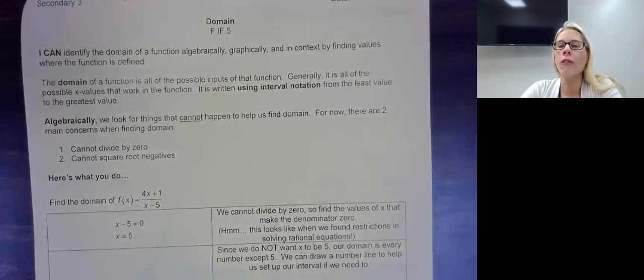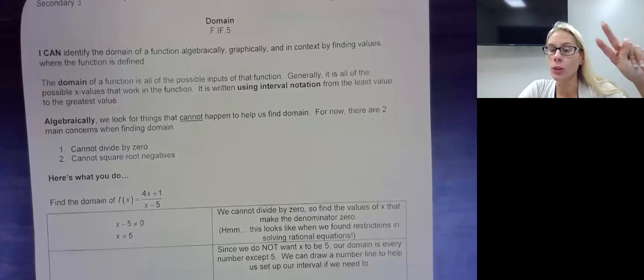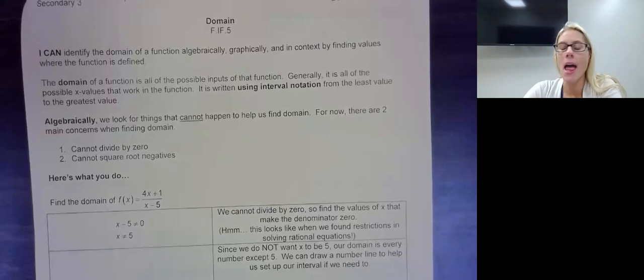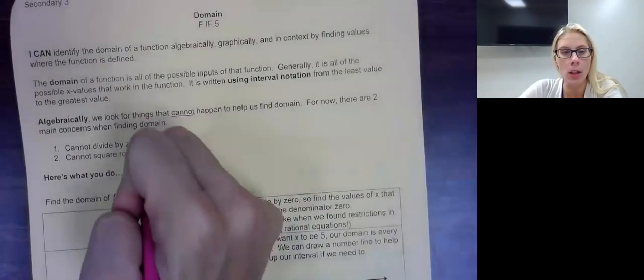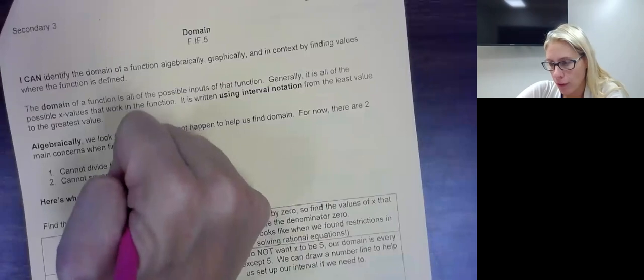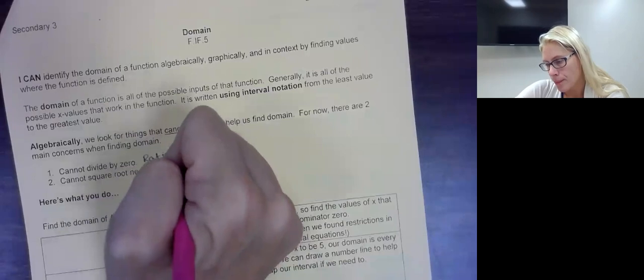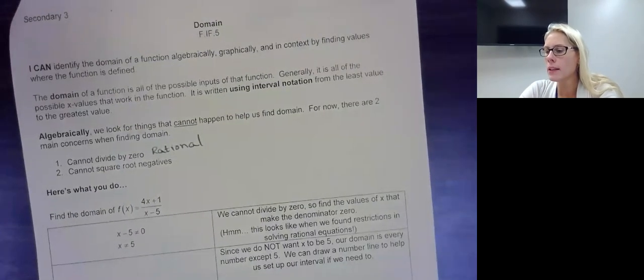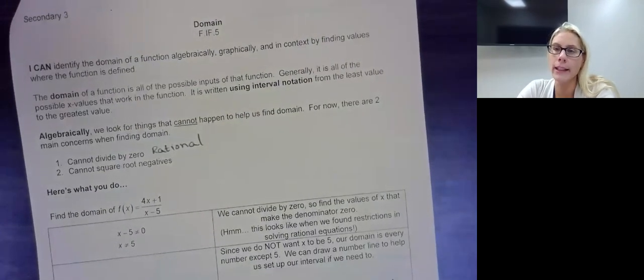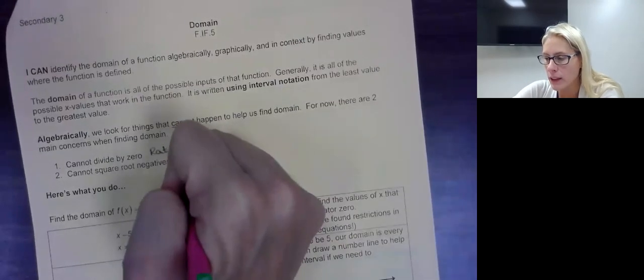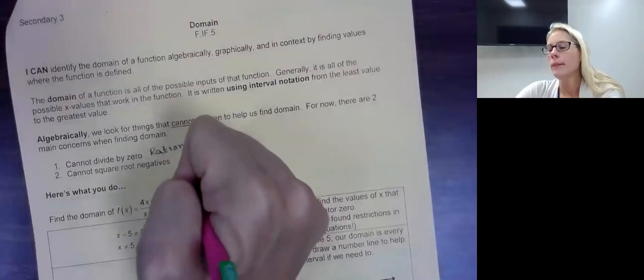Algebraically, we want to look for things that cannot happen. In other words, I always ask right away, is there something wrong with the function, or something that you don't like about the function? Our two issues are that it cannot be divided by 0, so you've got to think of those rational functions, and we can't take the square root of a negative number.